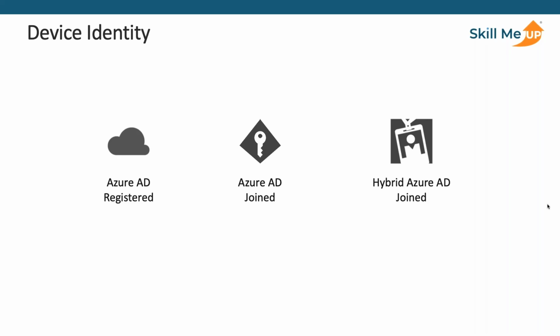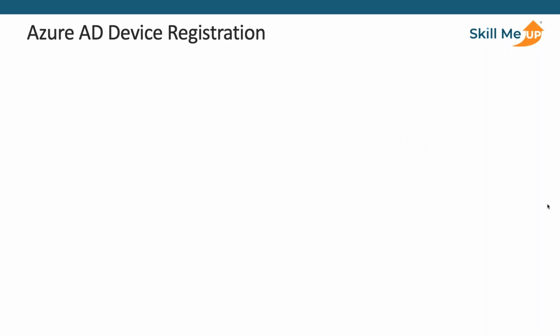So it's a member of the on-prem AD and a member of the Azure AD. These are devices that are joined to both and registered directly into Azure Active Directory. So if you're using kind of Windows Autopilot, you can perform this kind of hybrid Azure AD join. So how does this process work?